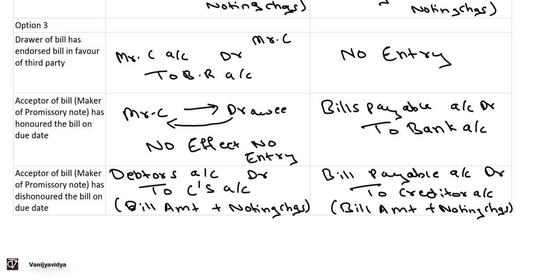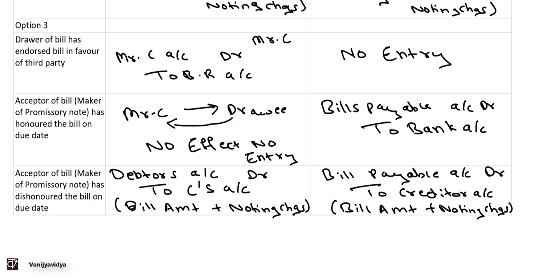So these are all the journal entries for the bill of exchange. We have seen the different scenarios here. So different options wherein the bill is held by the drawer, or when the bill is discounted with the bank, or when the bill is endorsed by the drawer in the favor of the third party. And in all the cases, when the bill is honored or dishonored, we have seen the journal entries for this.